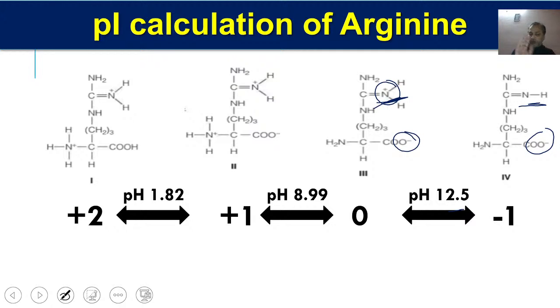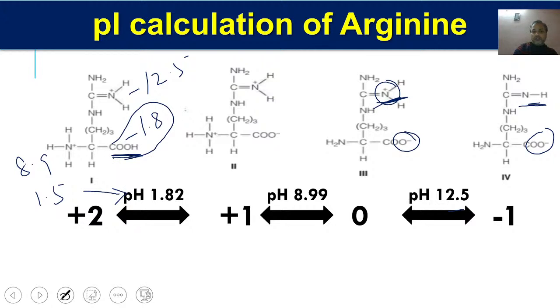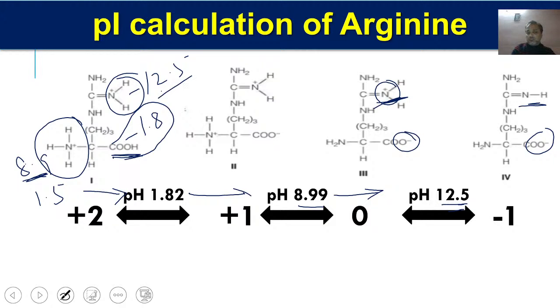So slowly, because we know that this group's dissociation constant is 1.8, this group's dissociation constant is 8.9, and this group's dissociation constant is 12.5. So when you increase the pH to 1.82, this group will dissociate because its dissociation constant is 1.8. When you have increased the pH to 8.99, this group will dissociate because its dissociation constant is 8.9. Again we have increased the pH from 8.99 to 12.5. This group will dissociate because its dissociation constant is 12.5. So you have to just arrange it in this sequential manner.